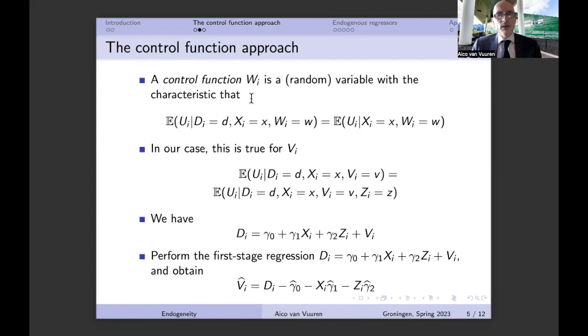A control function W is a random variable with the characteristic that the mean of u conditional on d, x and w is exactly equal to the mean of u conditional on only x and w. That's what a control function is. In words, this says nothing else than that we already know that u and d are correlated to each other. That's what I said on the previous slide. And we even know that u and d are correlated to each other even in the case that I control for this x that we have over here.